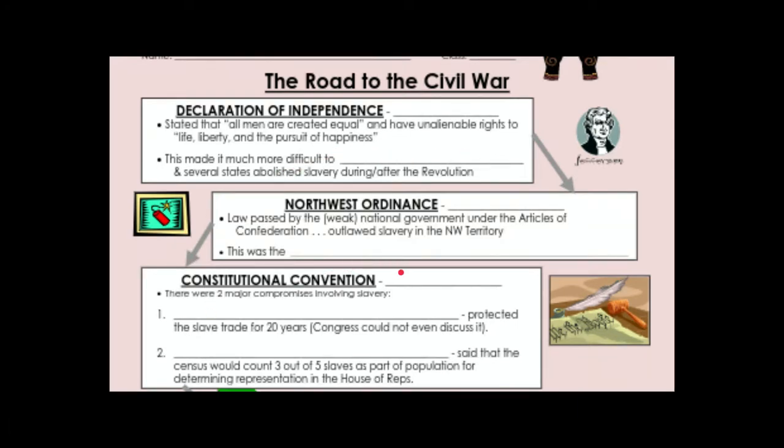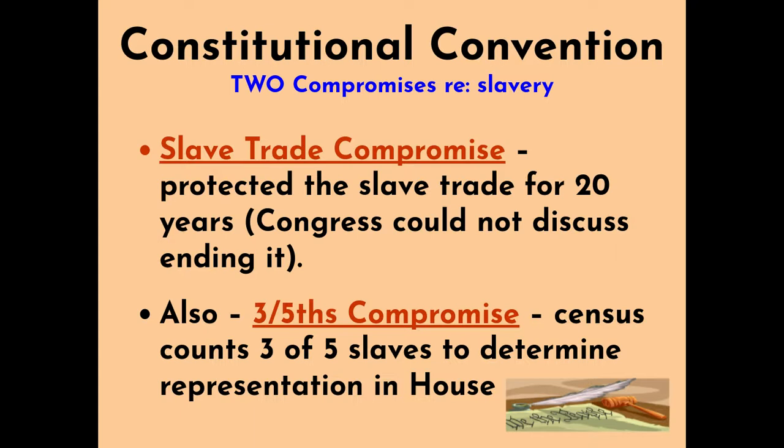All right. Constitutional Convention, also 1787, two major compromises involving slavery. The first one is the Slave Trade Compromise. The Slave Trade Compromise protected the slave trade for 20 years. They said Congress could not even discuss ending the slave trade for 20 years because they were worried this new federal government might use its power to outlaw slavery. So they protected slavery and the slave trade for 20 years.